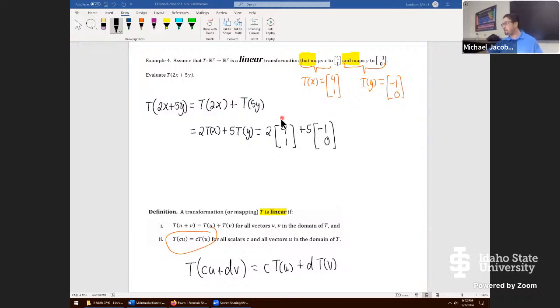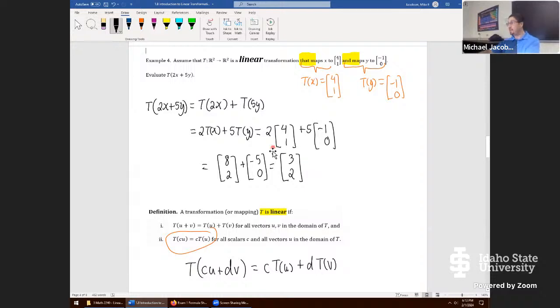Okay, well, let's do the scalar multiplications to start. This is going to turn into 8, 2. Next vector will become -5, 0. Here's the vector addition property. We'll get 3, 2, adding up the corresponding entries. So at this stage, we did it, folks.